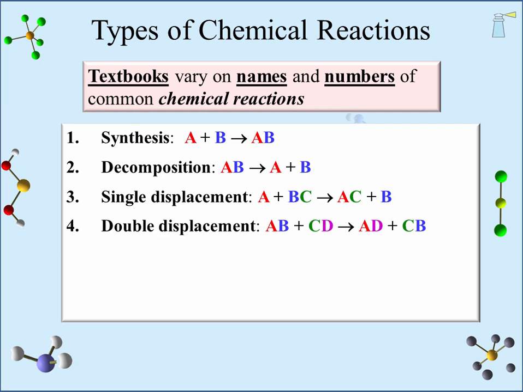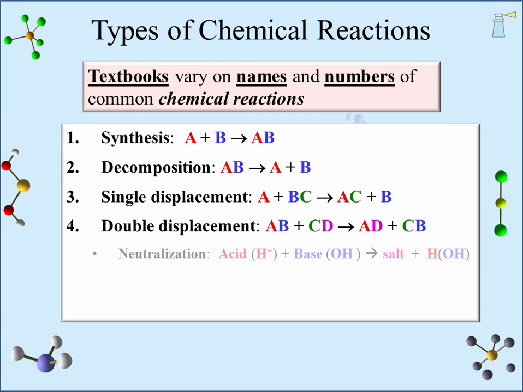Compare that with the double displacement reaction. Chemical AB reacts with chemical CD to produce chemical AD along with chemical CB. In these reactions, there is a partner swap in the compounds. Quick note, some textbooks use the term replacement for the term displacement.